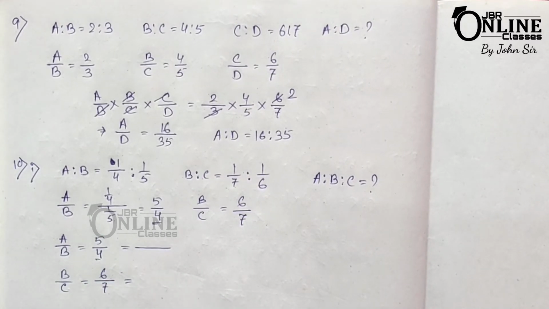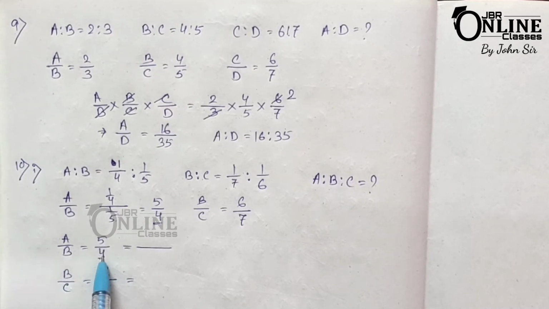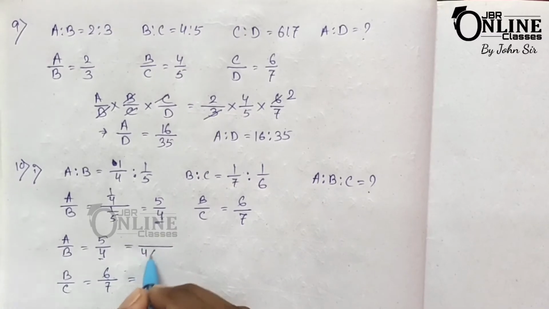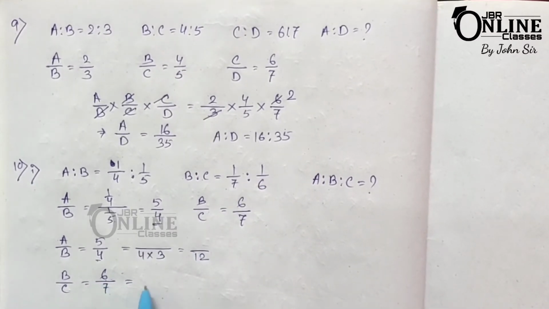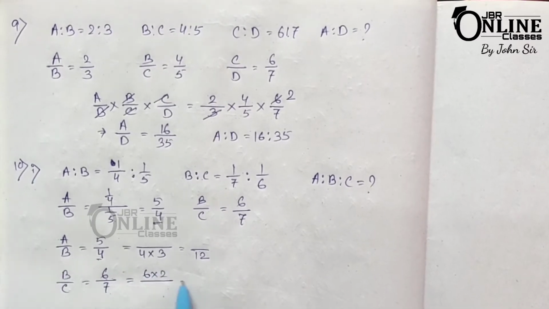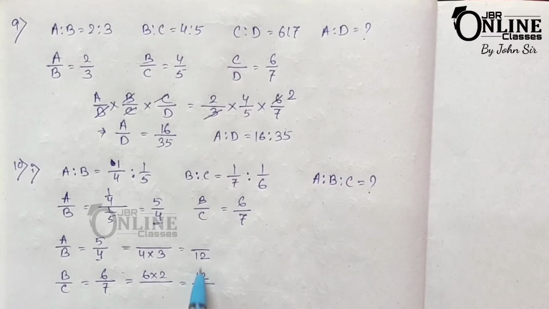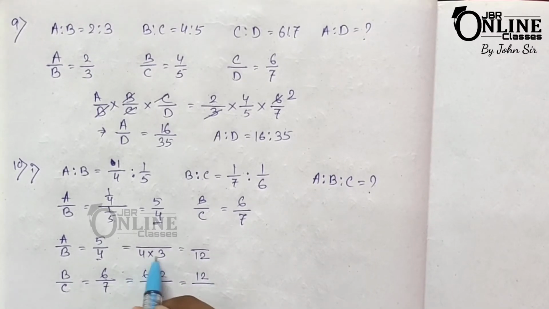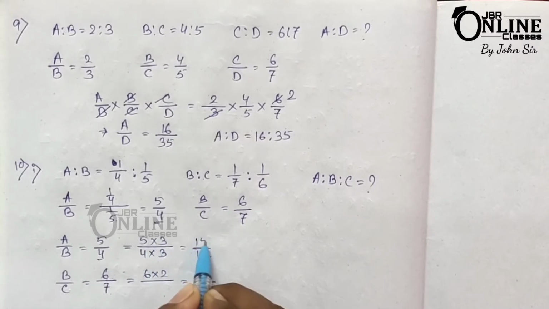So you have to make the value of B equal. So here the value of B equals 4 and here the value of B equals 6. So if you multiply 4 with 3, it becomes 12, and if you multiply 6 with 2, it also becomes 12. Then the value of B in both cases equals 12 and 12. Now here if you multiply with 3, then here 5 also is multiplied with 3, and that equals 15.